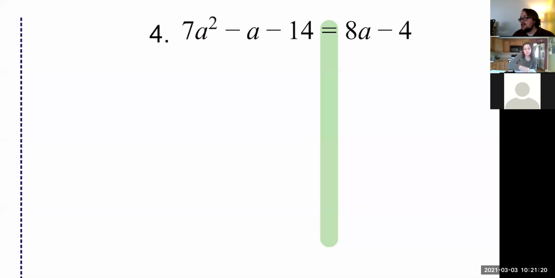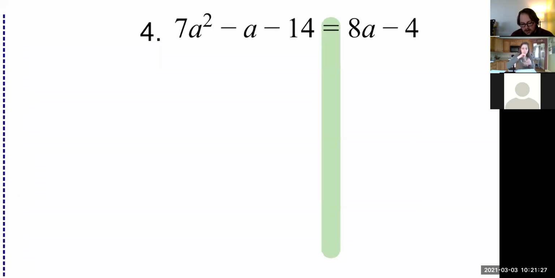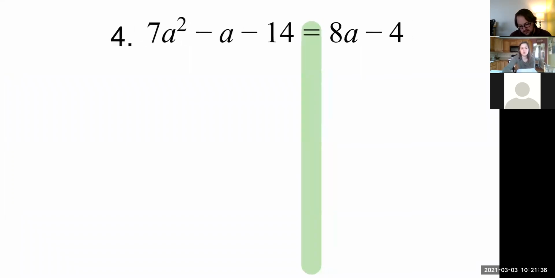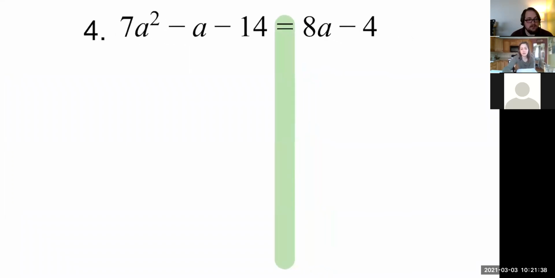So technically we could move everything off the left-hand side, but I'm kind of lazy. I would move everything off the right-hand side. But there are 2 terms, so technically there are 2 actions that have to take place here. How would you make that 8a disappear on the right? Subtract it. So I would have to subtract the 8a from the right, because then 8a minus 8a would be gone.